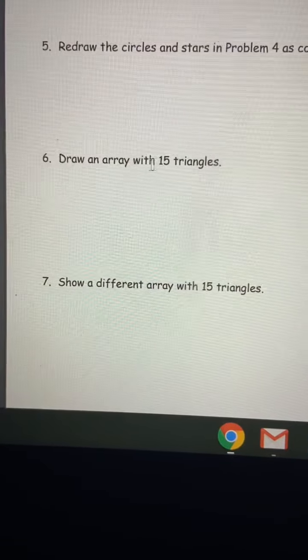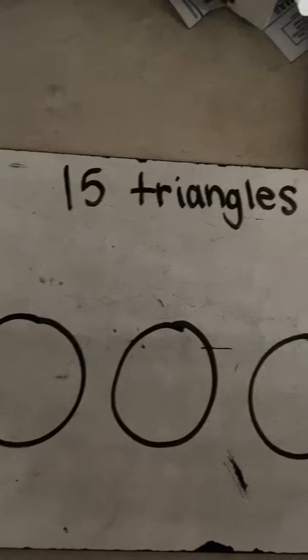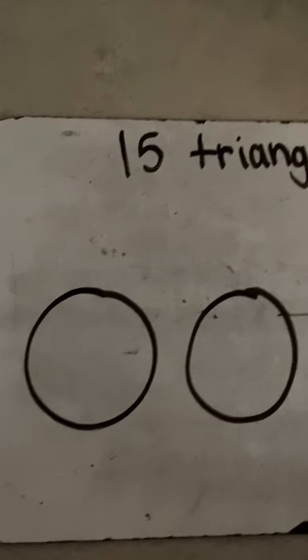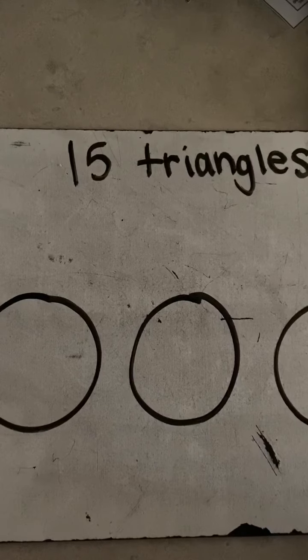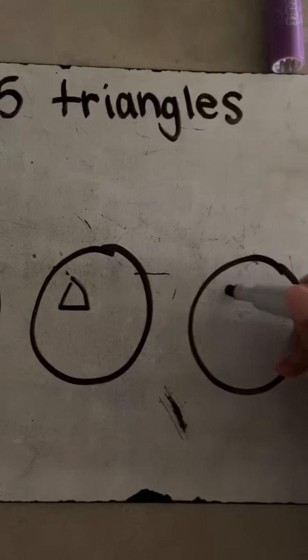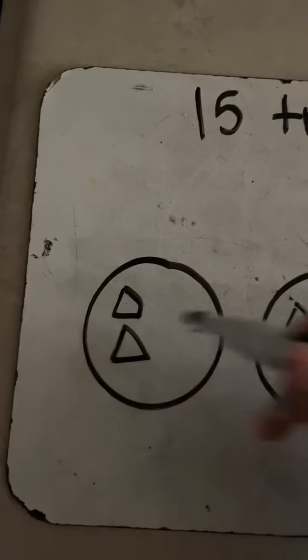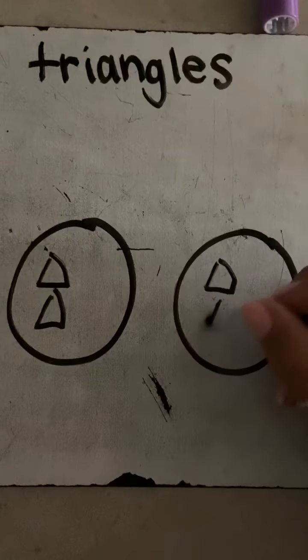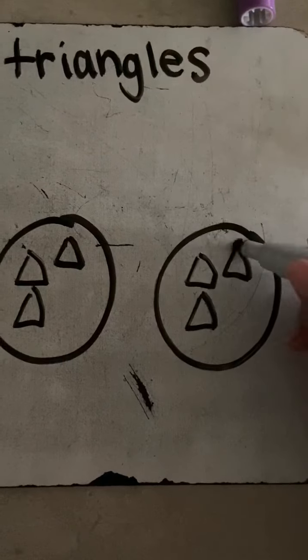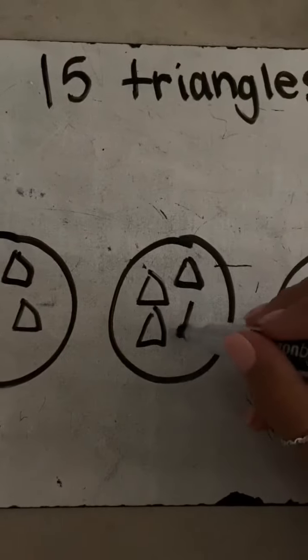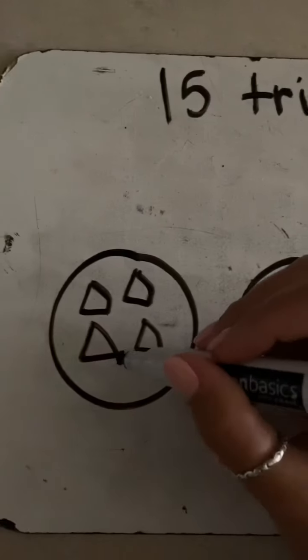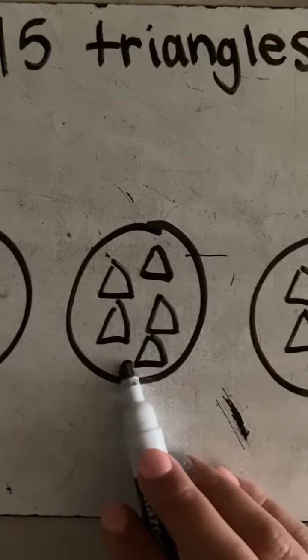We're gonna practice number 6 together so you can see what it's talking about. All right, I'm gonna draw out my 15 triangles here. I know that there's 5, I could do 5, 5, and 5, so 3. So I can do 1, 2, 3, 4, 5, 6, 7, 8, 9, 10, 11, 12, 13, 14, 15. I have 3 equal groups. I have 5, 10, 15.